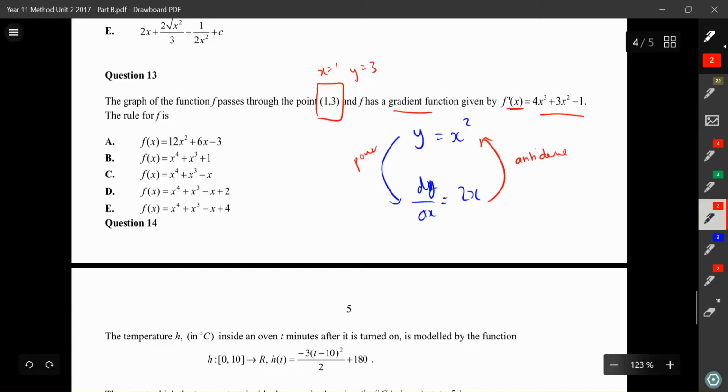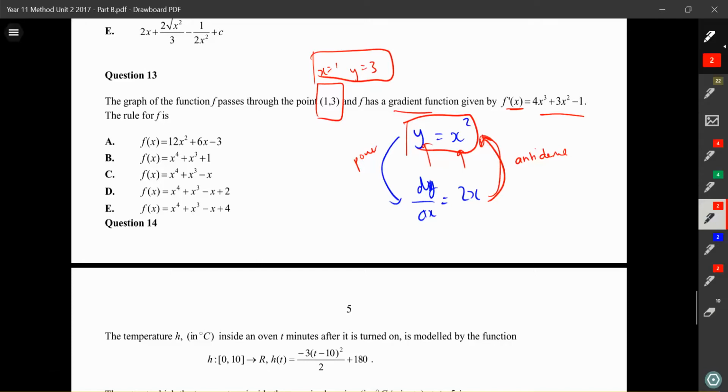True? But remember, every time you antiderive, you have that plus c that you have to put in. Now, antideriving will give you a plus c, and that's a problem. How do you find the plus c? That's where the x and y comes in, because when you bring it back, you get this equation. It's got a y, it's got an x, and you have the plus c. So you sub y and x in to find c.